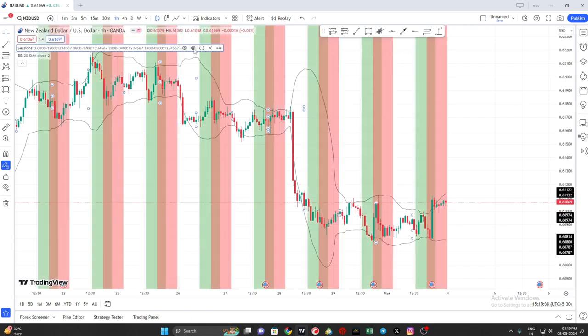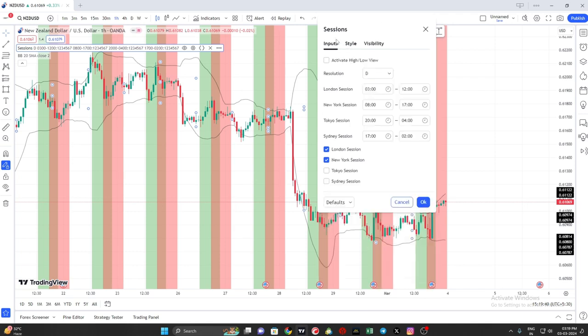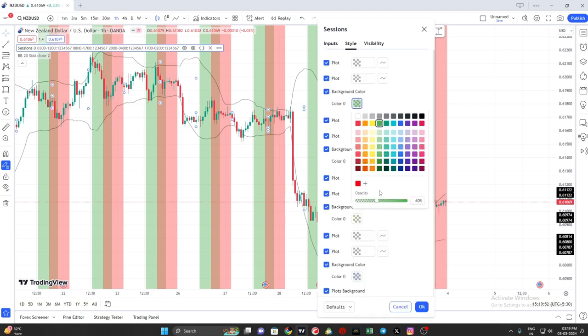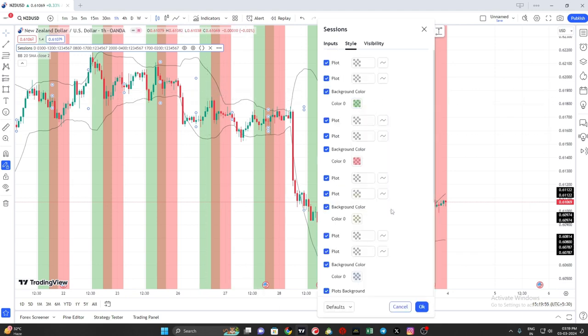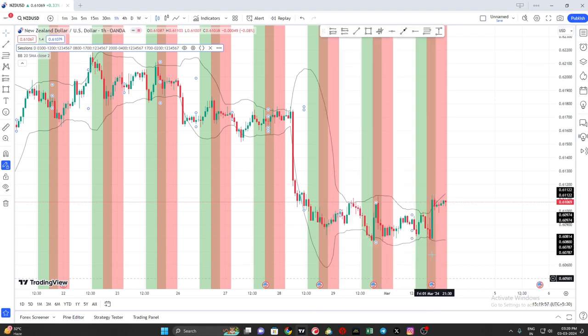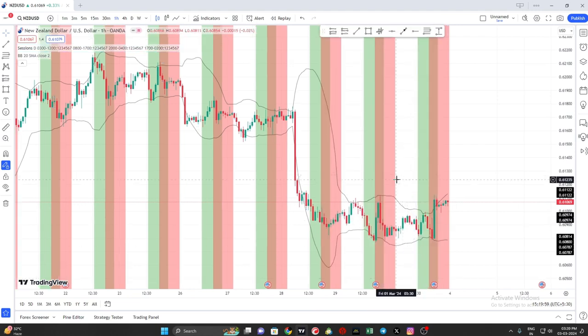In the settings, all you have to do is, in the input section under sessions, disable the Tokyo session. It will be enabled in your case, so just disable it. Then in the style section, you can increase the background color of the sessions. That's up to you. Now let's hit OK.